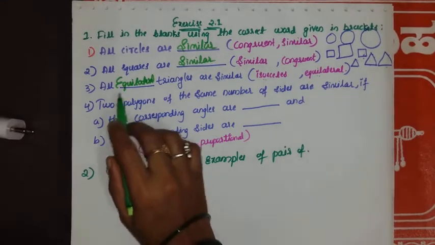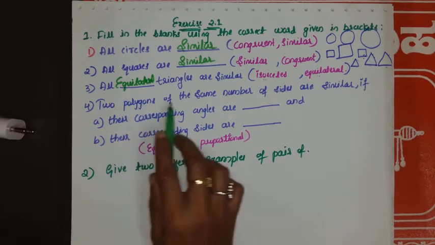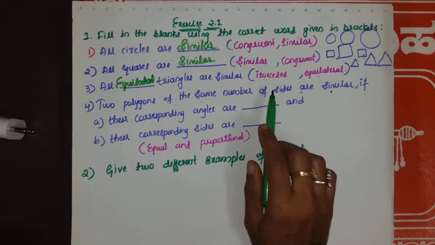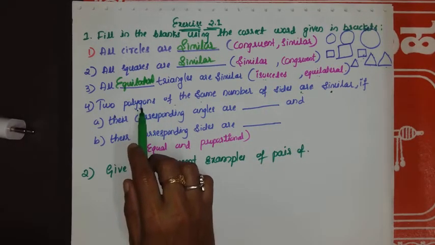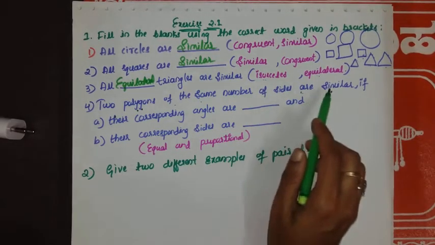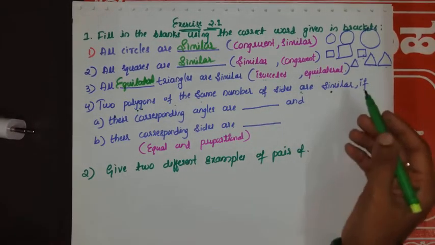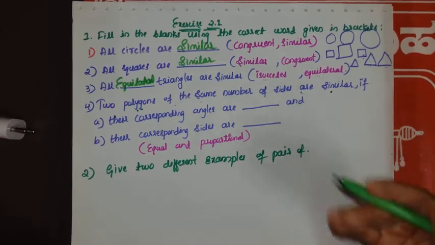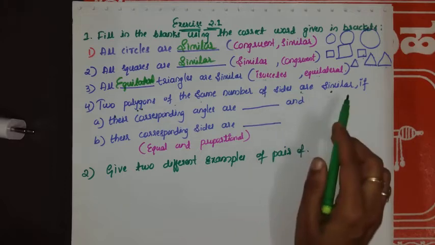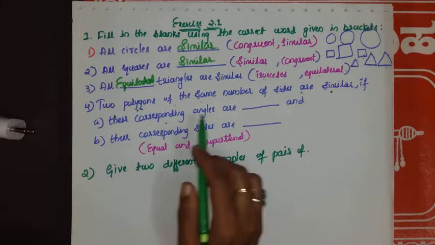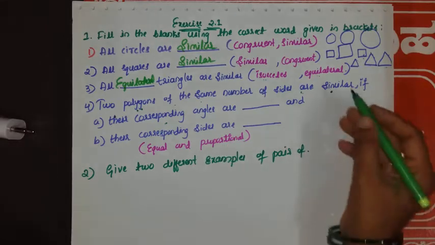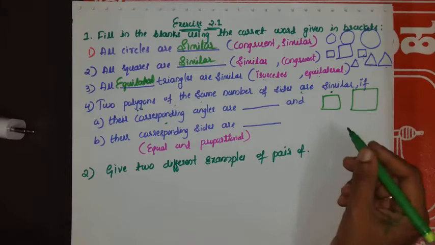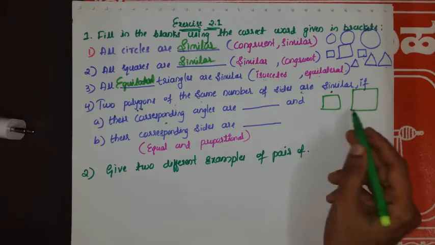Yes, now next, two polygons of the same number of sides are similar. Let's consider the polygon, meaning any quadrilateral, pentagon, hexagon, or heptagon. They are similar if their corresponding angles are equal. Here I just consider a polygon. These are similar polygons, quadrilaterals.